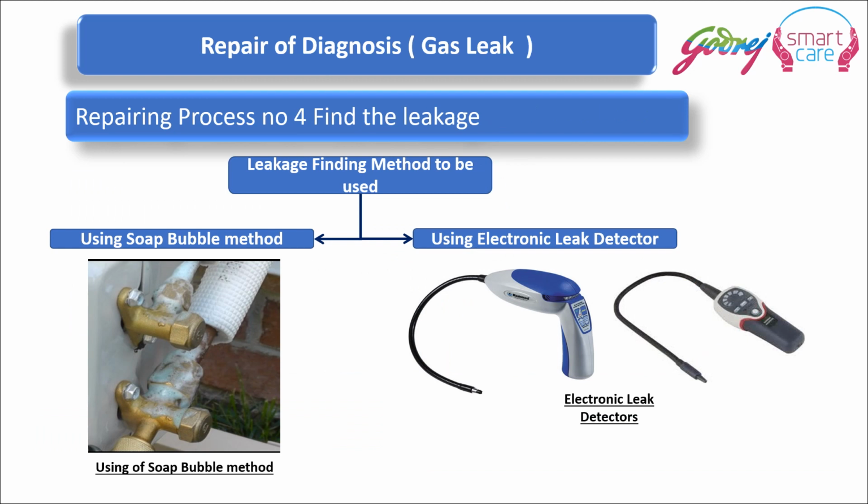In order to find the leakage, there are two methods that are used. One is the soap solution, and the other is the electronic leak detector.